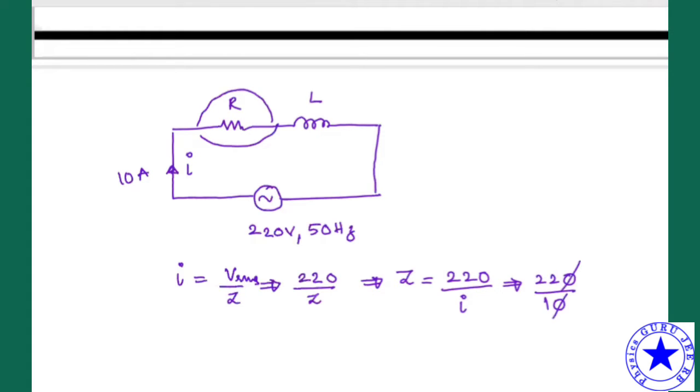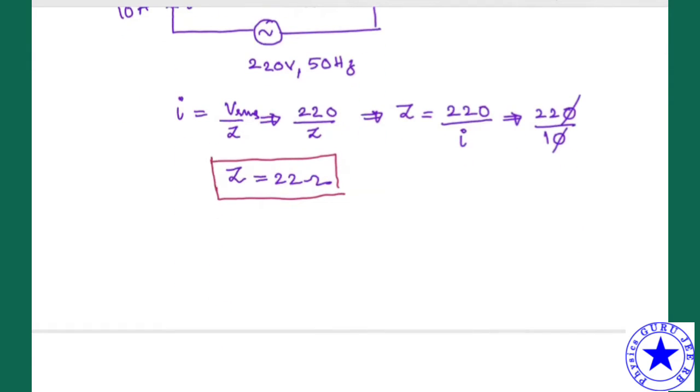This would get cancelled. Now Z equals, I'm getting 22 ohms. So one thing is completed. Here the impedance I got is Z equal to 22 ohms. Hope it is clear till this point, right?